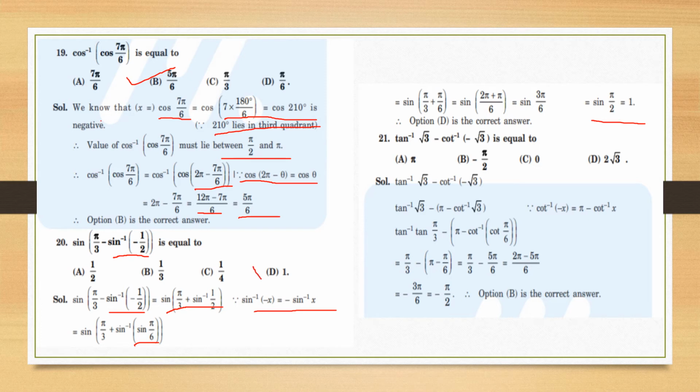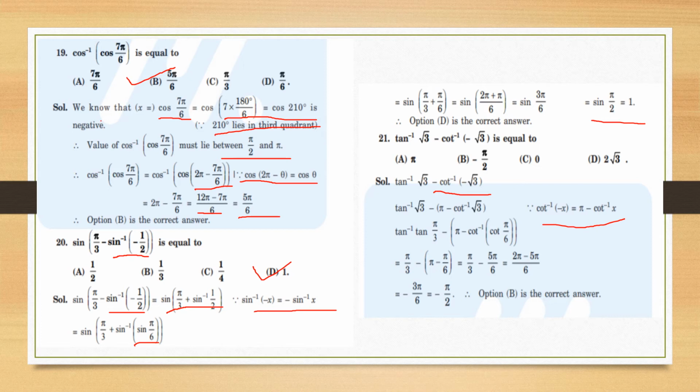Okay, so D is the correct option. 21 is tan inverse root 3 minus cot inverse minus root 3. Right. So again, as you know, cot inverse minus root 3, using the properties, cot inverse minus x is 180 minus cot inverse x. Don't go for cot inverse minus theta as minus cot inverse theta. Okay. So it becomes tan inverse root 3 minus pi minus cot inverse root 3.